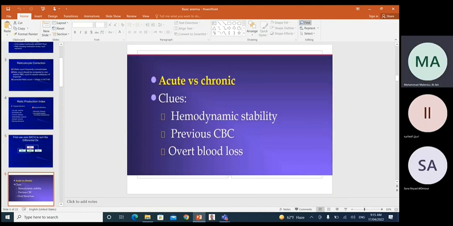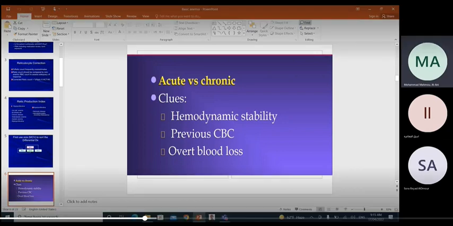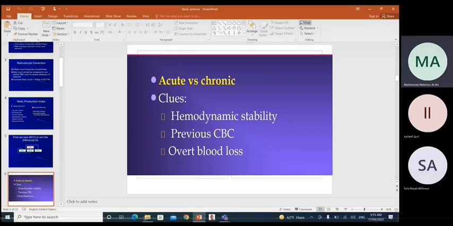And also, is it acute or chronic anemia? Usually, the patient in acute anemia is hemodynamically unstable. How we judge that this patient is hemodynamically unstable? When the patient is hypotensive, when the patient has tachycardia. These are reflecting that there is an acute blood loss. This blood loss is large.